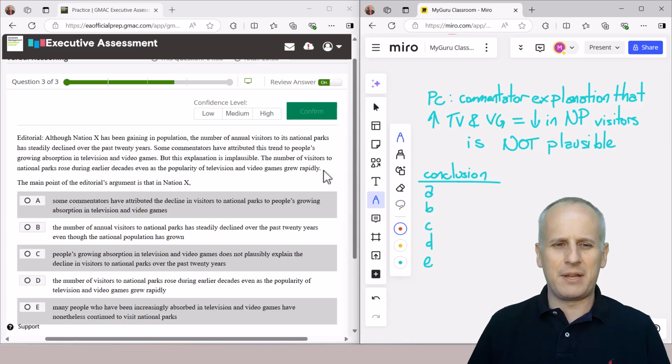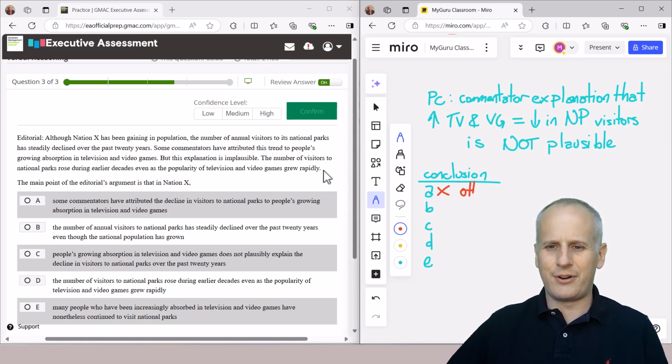So, choice A, some commentators have attributed the decline in visitors to national parks to people's growing absorption in television and video games. That's not the conclusion, that's just the other opinion.